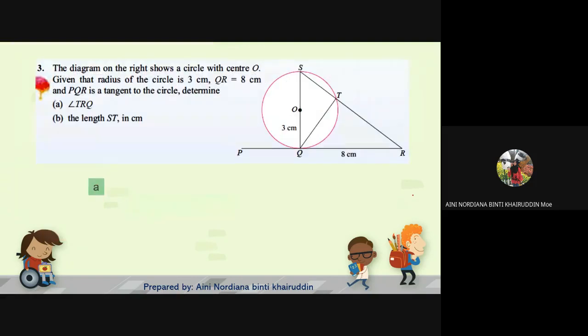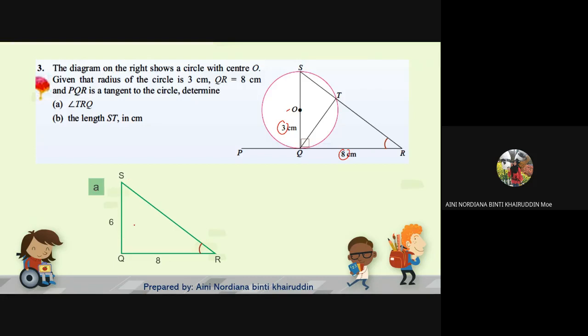Next, question number 3. The diagram on the right shows a circle with center O. Given that the radius of the circle is 3 cm, QR is 8 cm, and PQR is a tangent to the circle. Determine angle TRQ. So angle TRQ is here. So you can use triangle SQR like this. So you want to calculate this angle.